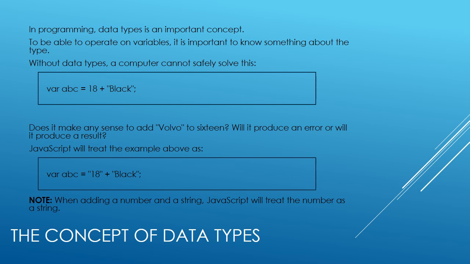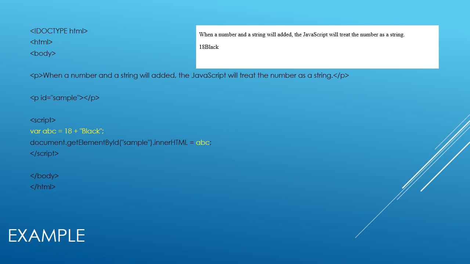Without data types, a computer cannot safely solve this. Does it make any sense to add Volvo to 16? Will it produce an error or will it produce a result? JavaScript will treat the example above as: note, when adding a number and a string, JavaScript will treat the number as a string.